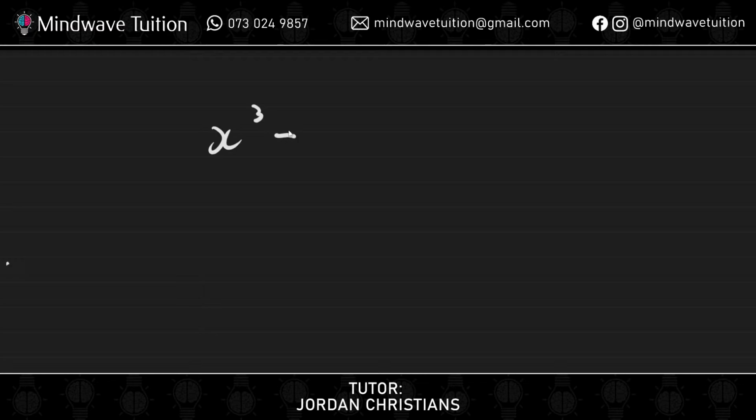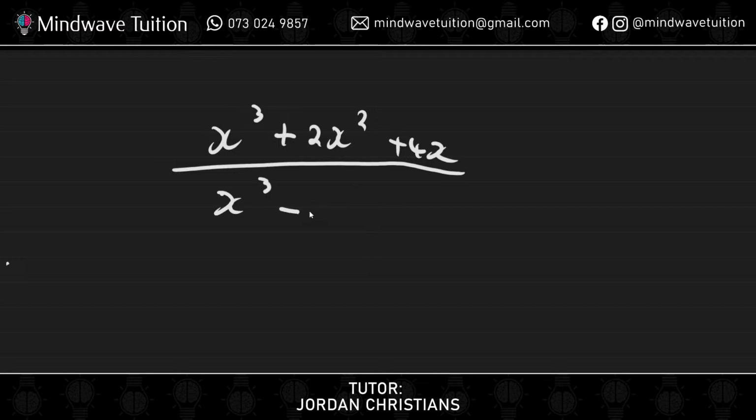x cubed plus 2x squared plus 4x all over x cubed minus 8. So for this one we need to now simplify as well.